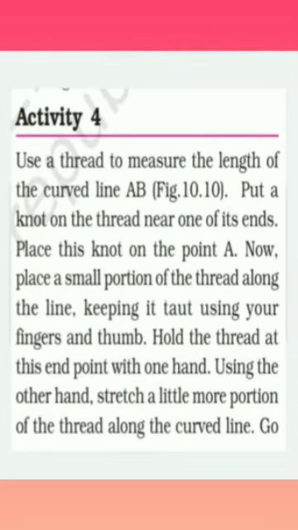So we take the activity. Now let us see the activity. Use the thread to measure the length of the curved line AB. Put a knot on the thread near one of its ends. Place this knot on the point A.